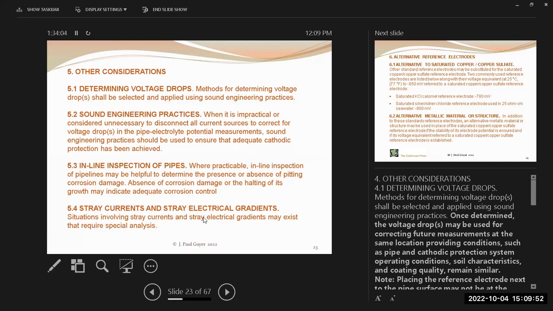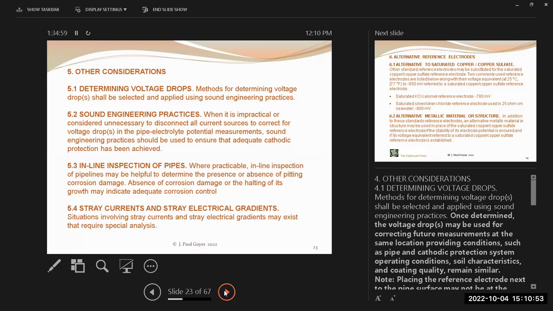Stray currents and stray electrical gradients: situations involving stray currents and stray electrical gradients may exist that require special analysis. Stray currents, that's when you have, say, more than one protected structure, pipeline or buried tank in close proximity to each other. And these stray currents are produced in the electrolyte, in the soil, and they can and do interfere with the cathodic protection system that has been installed in a nearby or adjacent pipeline or buried tank.